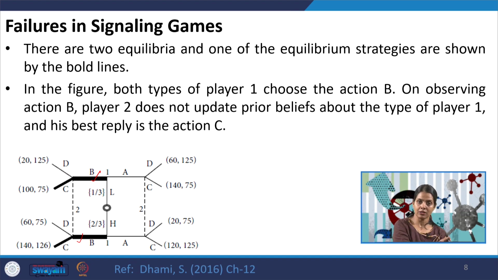So, this is one possibility: if player 1 plays strategy B, then upon observing action B, player 2 does not update prior beliefs about the type of player 1, and his best reply is to play action C. Player 2 plays action C irrespective of whether it is player H or player L, because he does not have this information.